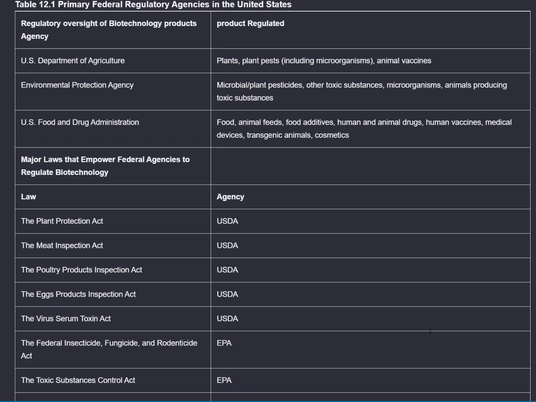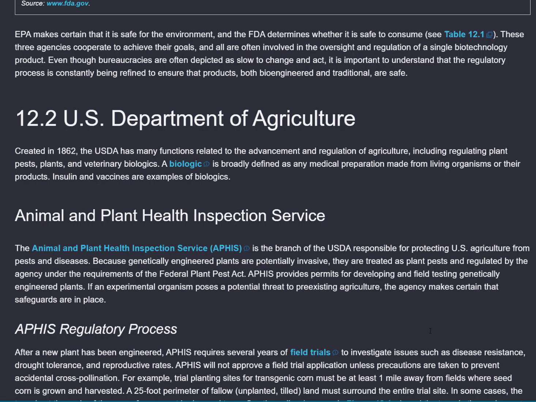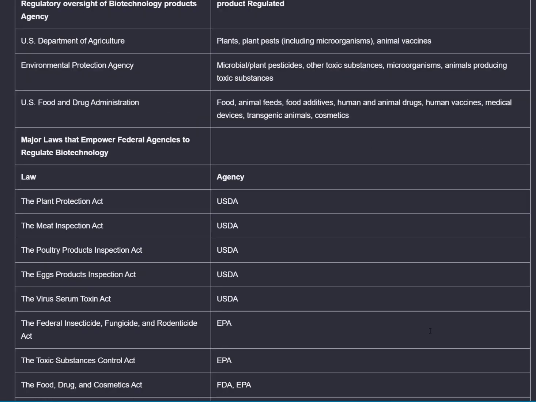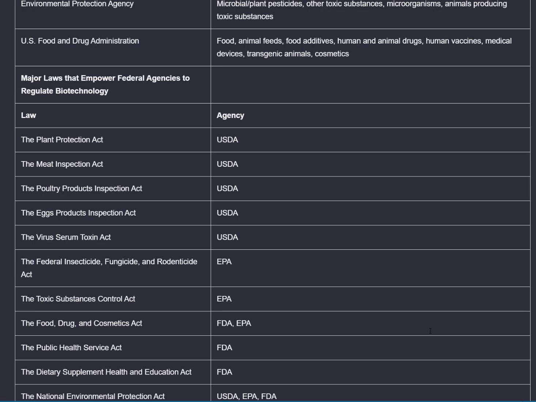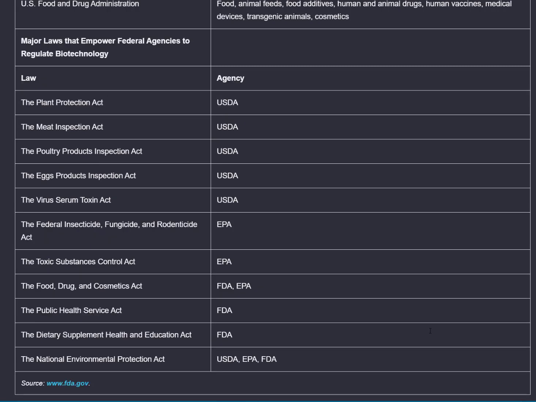Table 12.1 Primary federal regulatory agencies in the United States. Source: www.fda.gov. Regulatory Oversight of Biotechnology Products. Agency. Product Regulated. U.S. Department of Agriculture: plants, plant pests, including microorganisms, animal vaccines. Environmental Protection Agency: microbial/plant pesticides, other toxic substances, microorganisms, animals producing toxic substances. U.S. Food and Drug Administration: food, animal feeds, food additives, human and animal drugs, human vaccines, medical devices, transgenic animals, cosmetics.